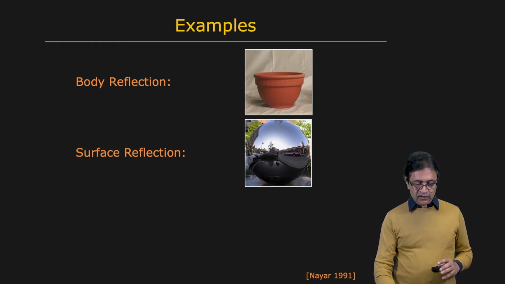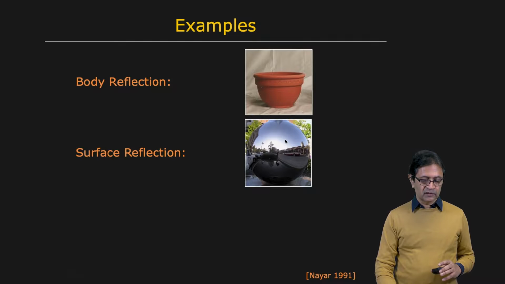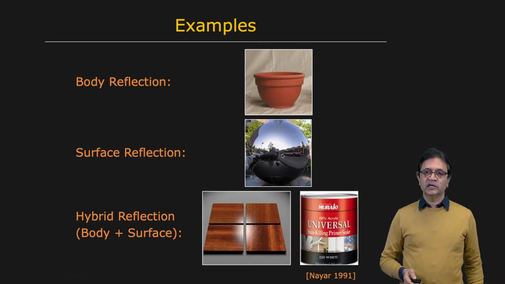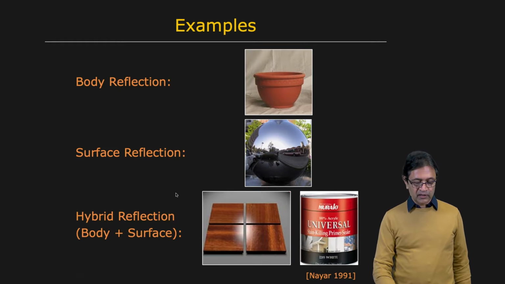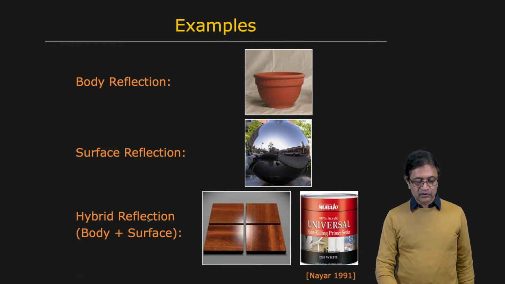On the other hand, you see here a surface reflection or specular reflection. That is, there's no light really entering the surface, the body of the object. It's all being reflected at the surface itself. It's mirror-like reflection. But in general, one can say that you have a hybrid of these two mechanisms, and we'll call that hybrid reflection, which is a combination of body and surface reflection.